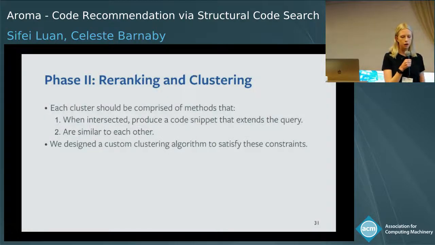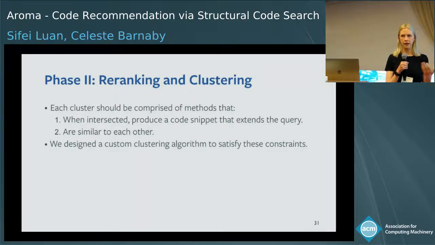Remember that the overall goal here is to create code recommendations, which we're going to do by intersecting the methods in each cluster. So with that in mind, our clusters need to have two constraints. The first is that when all the methods in a cluster are intersected, it should produce a code snippet that extends the query. If a code recommendation is the same length or shorter than the query, that's probably not going to be very helpful. And second, all the methods in a cluster should be similar to each other. This is because we want each recommendation to represent a single code pattern.